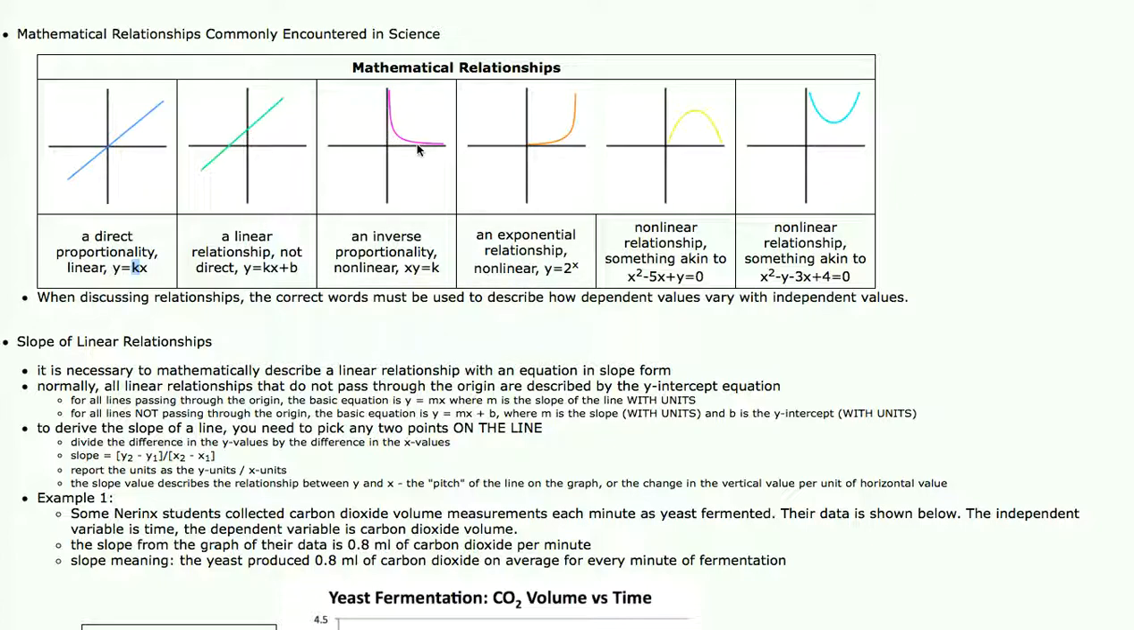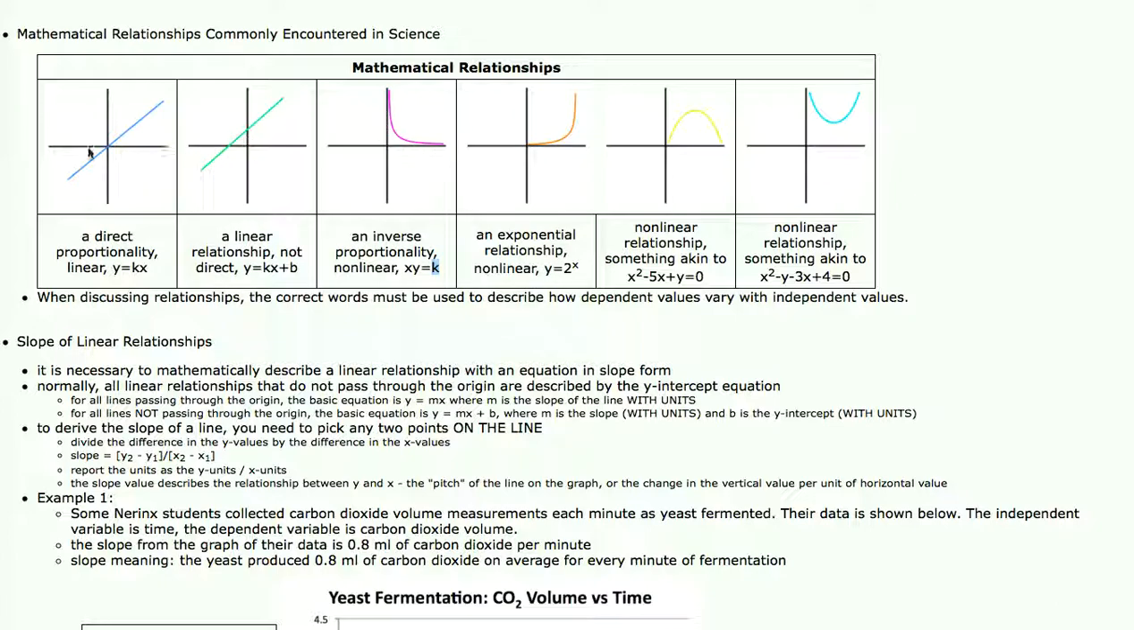This is an inverse proportionality where the equation is the product of x and y is a constant. If you remember last year, Boyle's law, pressure times volume is a constant. If you graph the pressure and the volume for any gas that's contained in a chamber under various pressure systems, if you measure the volume and then graph the pressures and the volume values, you get this kind of graph. That's an inverse proportionality. We probably won't have many of those in biology.